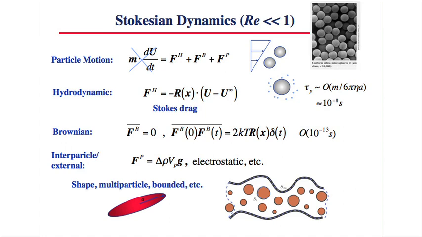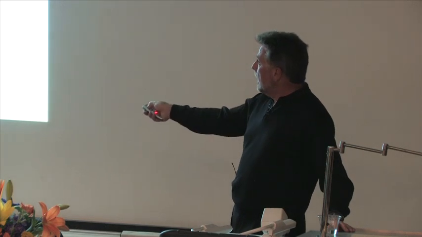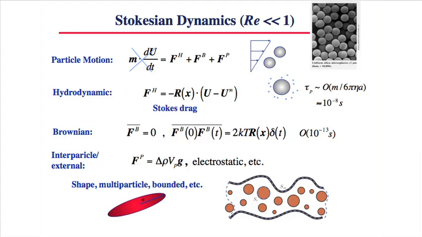If I ask myself, what is the time scale for the particle's momentum to relax? The time scale is given by the mass divided by the Stokes drag. For our favorite particle of 0.5 micron in water, that's 10 to the minus 8 seconds. And you'll find out the particle hasn't moved at all in the time its momentum relaxes to 0. And so I just have a balance of forces. A hydrodynamic force, a fluctuating Brownian force, and then any other kind of forces you might want to have.